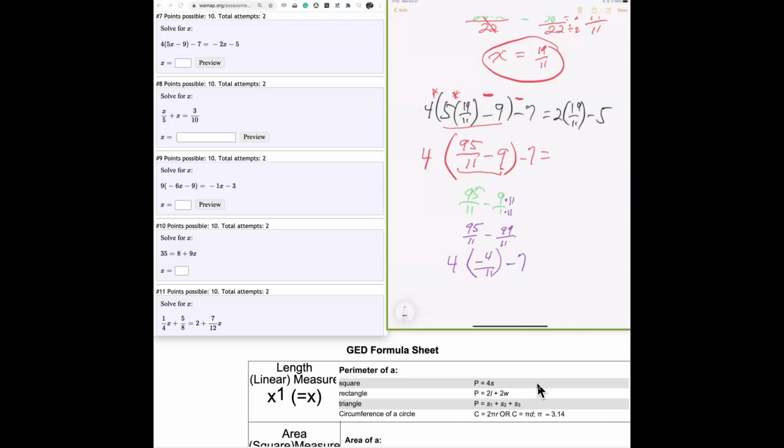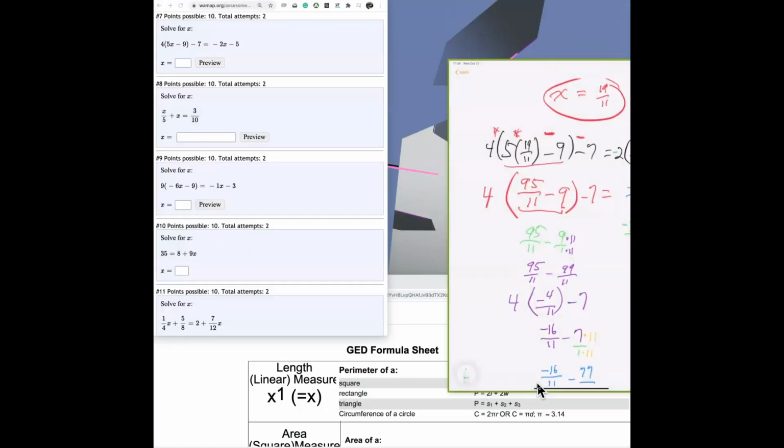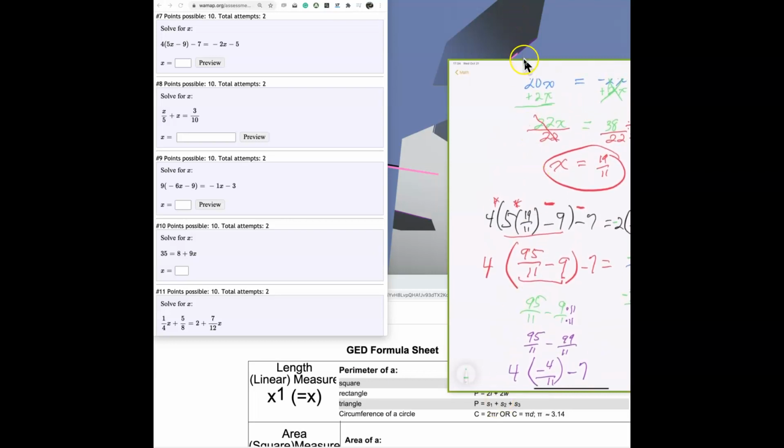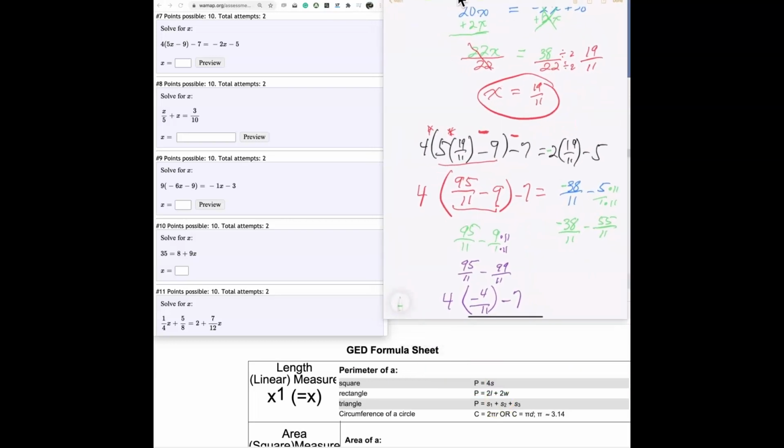So negative 38 minus 55, that's 2 negatives. So we're going to combine the two numbers. And it looks like my tablet has dropped off. Let's connect it again. All right, and it's fallen out of the way. Ugh. All right, well, sorry about that.